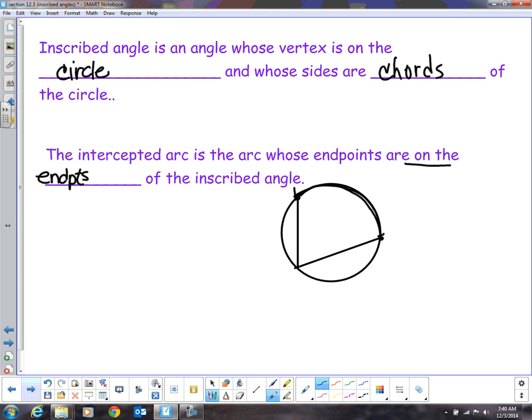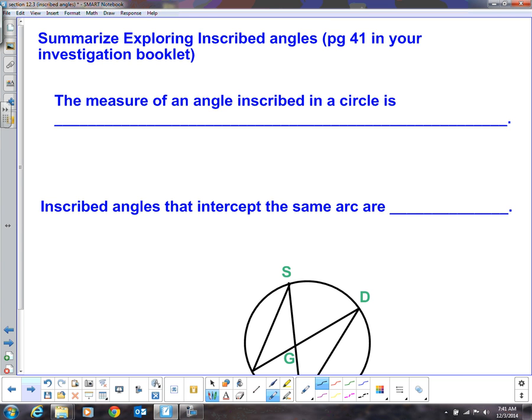Can you put your compass down? Take notes. Later, I want you to pay attention. An inscribed angle is an angle whose vertex is on the circle, whose sides are chords. The intercepted arc is the arc whose endpoints are on the endpoints of the inscribed angle, or on the sides of the inscribed angle. It's all about the vertex. Where is the vertex? Is it on the center? Is it on the circle? Can you see? Second, the measure of an inscribed angle in a circle is equal to half the intercepted arc.